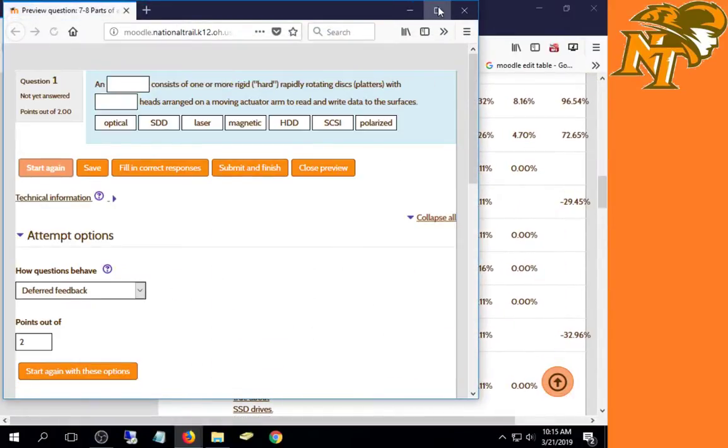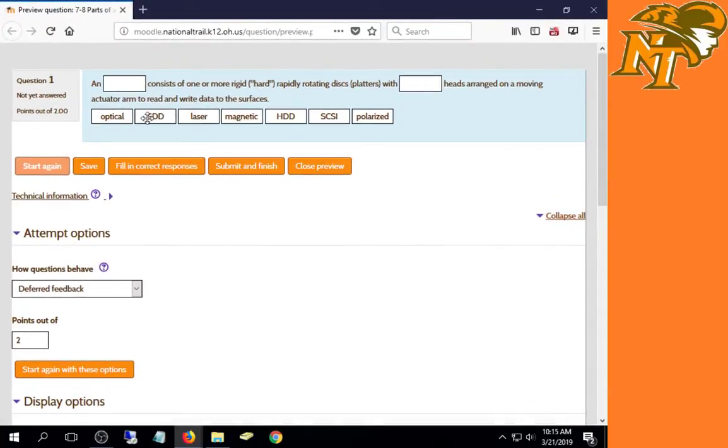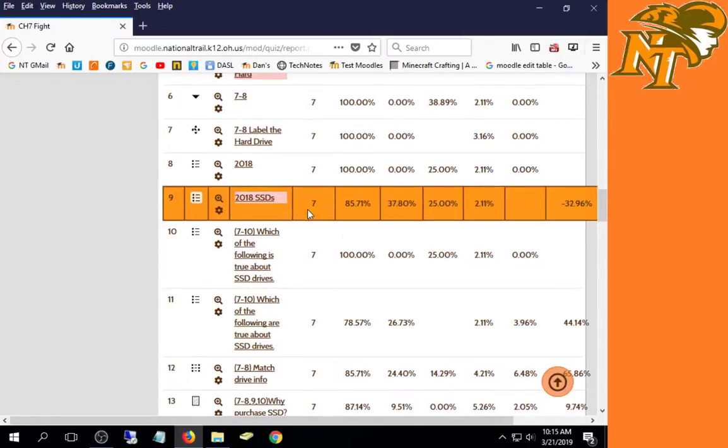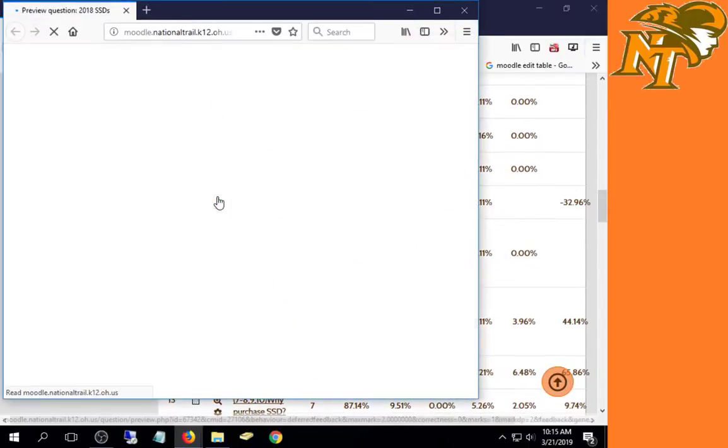Parts of a hard drive, I thought this was a decent question, but a couple people got this wrong. A blank consists of one or more rigid, hard, rapidly rotating platters with blank heads. So a hard disk drive consists of one with magnetic heads. Not that many people got it wrong. 100%, 100%. Well, this is 85. Let's see what this one did.